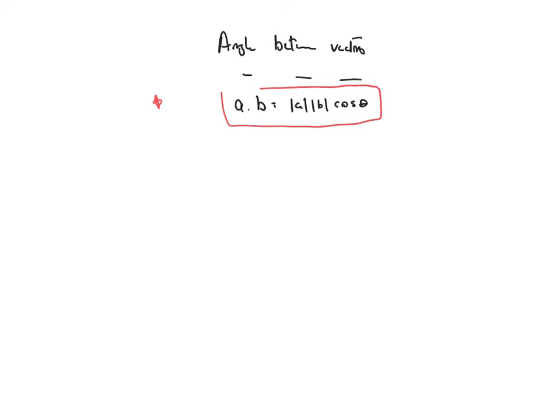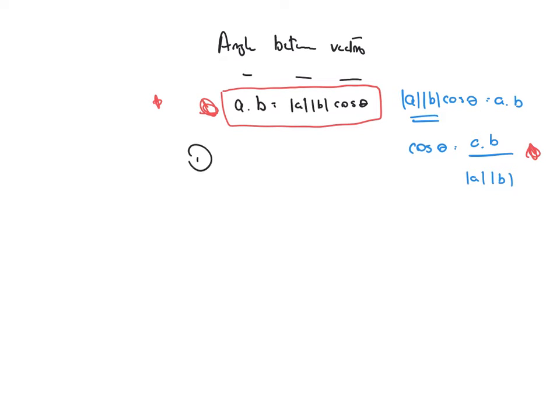What won't be given to you in your formula sheet is the rearrangement of that. So if I write that back to front, magnitude A, magnitude B cos theta equals A dot B, I can then bring those two down and divide to give me cos theta equals A dot B over magnitude A, magnitude B. What you'll be given in a formula sheet is the first formula. What you won't be given is the rearrangement of it. You need to be able to do that yourself.